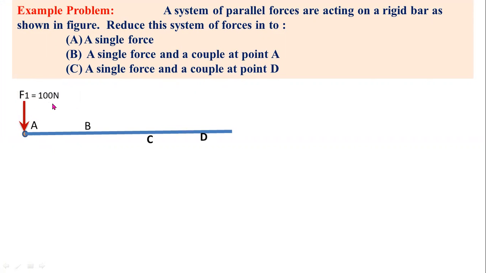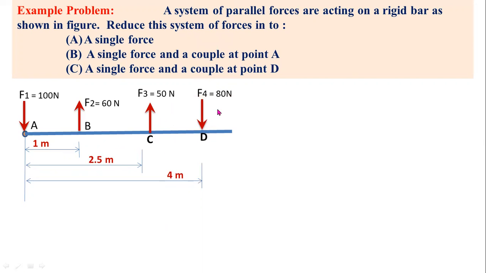A force of 100 newtons acting at a point A, and force F2 equals 16 newtons acting at a distance of 1 meter from point A, and another force F3 equals 15 newtons acting at point C at a distance of 2.5 meters from point A, and another force F4 equal to 18 newtons acting at point D at a distance of 4 meters from point A. Okay, this is the given force system.